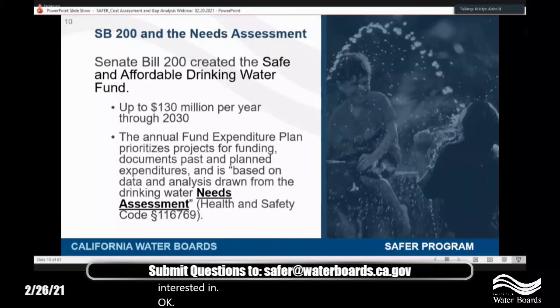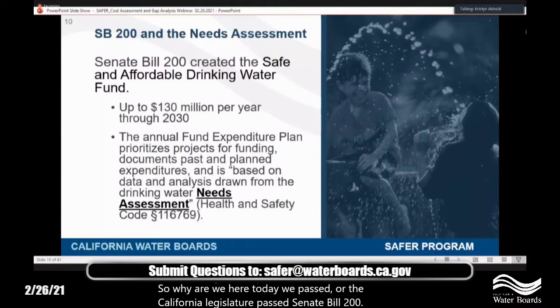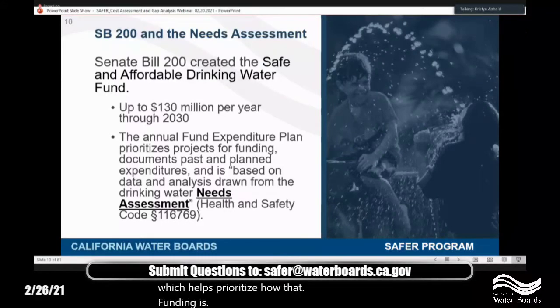So why are we here today? The California legislature passed Senate Bill 200 just a few years ago to create the Safe and Affordable Drinking Water Fund. It's a really amazing new source of funding that the Water Board has that provides up to $130 million a year through 2030 to help communities in need. The language in SB 200 is specific in saying that the fund expenditure plan, which helps prioritize how that funding is spent, should be based on something called the needs assessment.